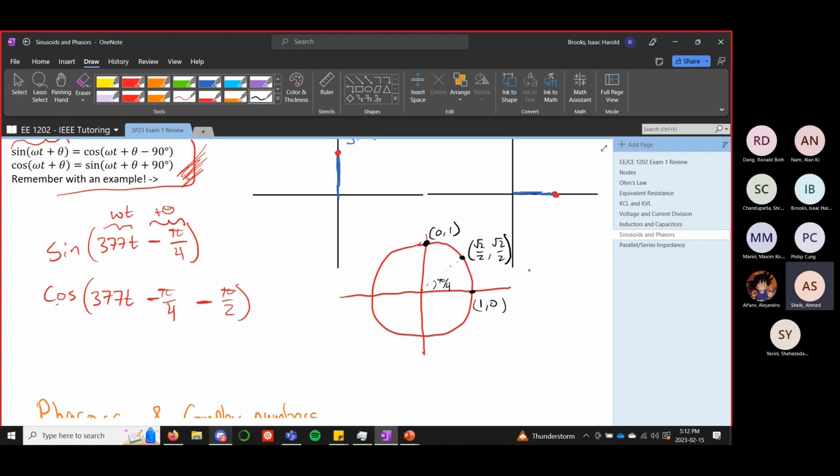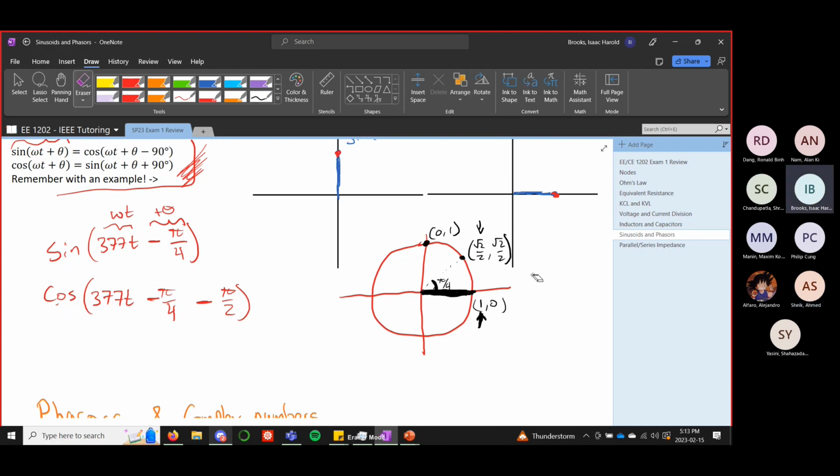But what I would say for what I'm talking about here is to remember that the cosine is the x component of your point on the unit circle. So the cosine of pi over 4 is root 2 over 2. The cosine of 0 is 1, because 0 is the angle that we're making with the x-axis, and 1 is the x-coordinate of that point of intersection on the circle, okay?